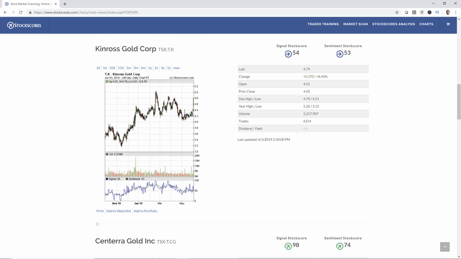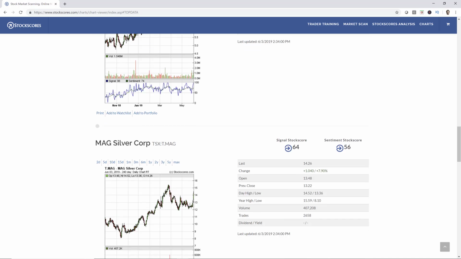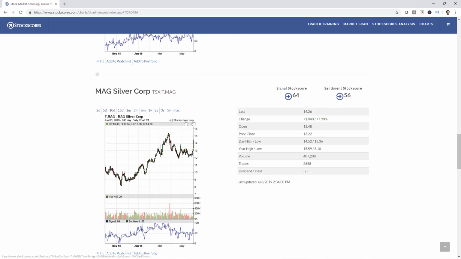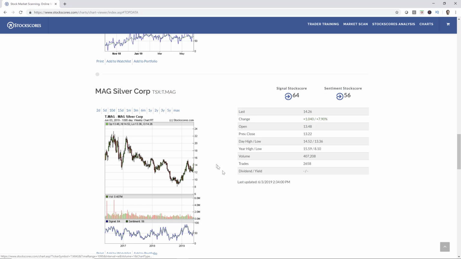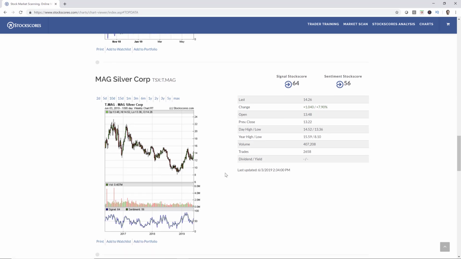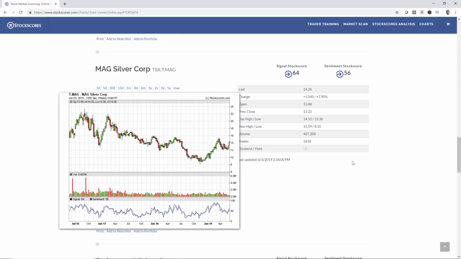Moving along, Kinross, I don't particularly like that chart. Centerra, MAG. So there are some silver stocks that are showing some good patterns as well. This is a market that made a little flag pattern here. So we had an upward trend, we had what's called a flag, and now we're breaking from the flag. The concern I have is that there's fairly substantial horizontal resistance just under $16, and that probably limits the upside.